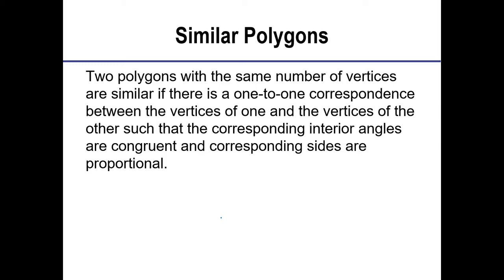Two polygons with the same number of vertices are similar if there is a one-to-one correspondence between the vertices of one and the vertices of the other, such that the corresponding interior angles are congruent and the corresponding sides are proportional. Just like in our previous definition, polygons are similar to one another if there is a correspondence between the angles and there is a proportion with their sides.